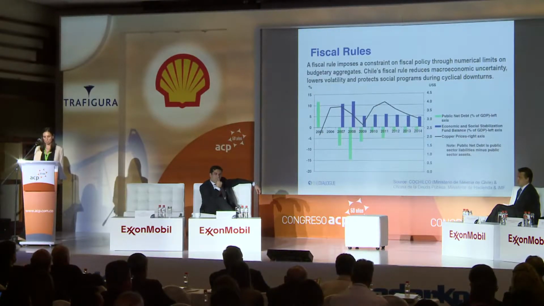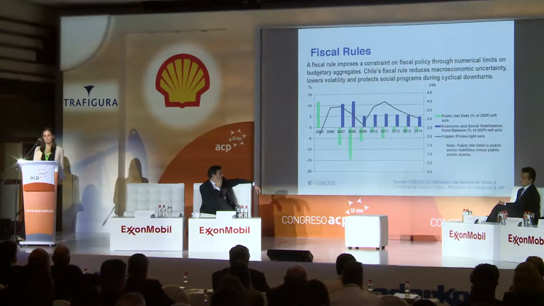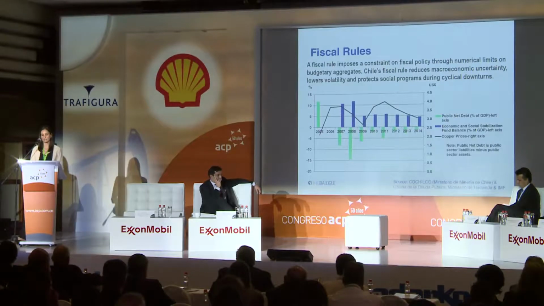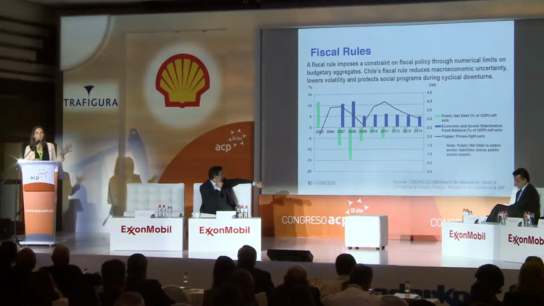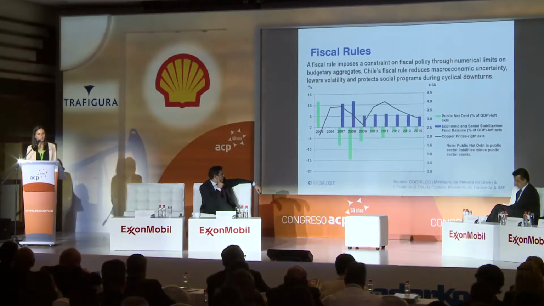So by 2008, the pension reserve fund and the stabilization fund had accumulated an amount equal to 18% of GDP. So during the global financial crisis, savings from previous years were used to withstand declines in copper prices and finance the fiscal stimulus. And so this sort of shows how they were able to smooth out spending despite the fluctuations in copper prices.